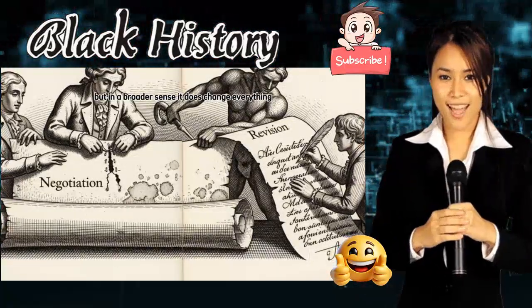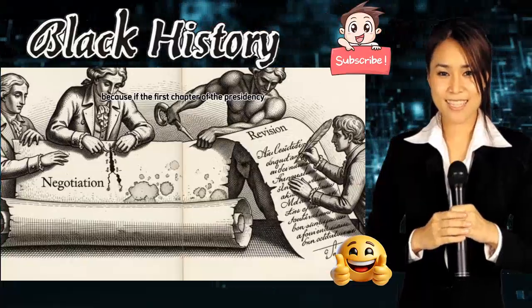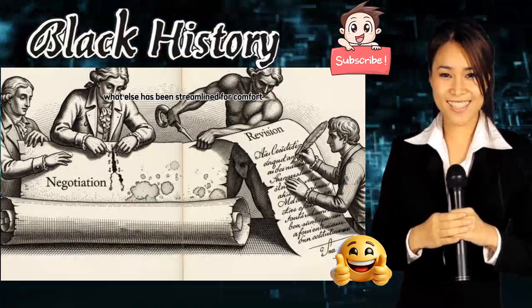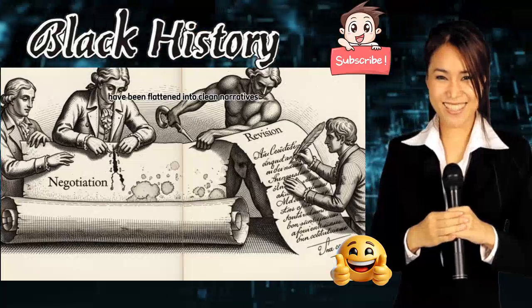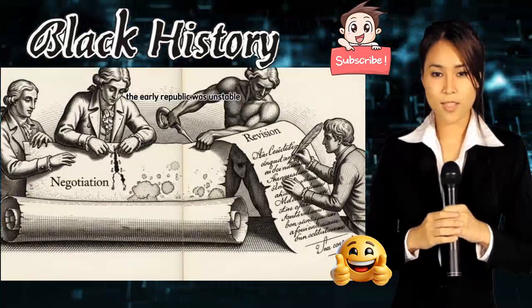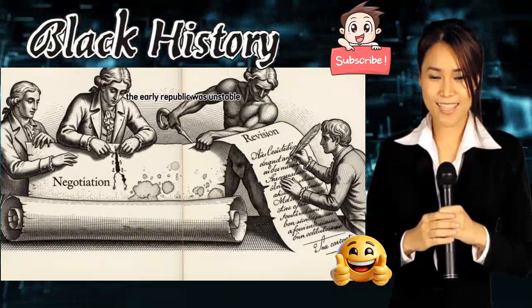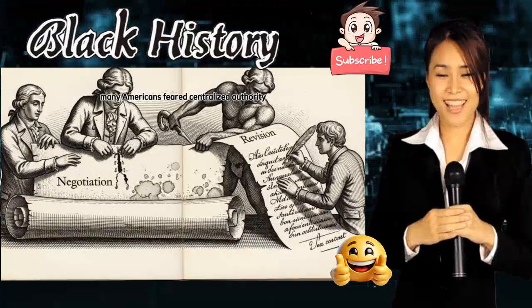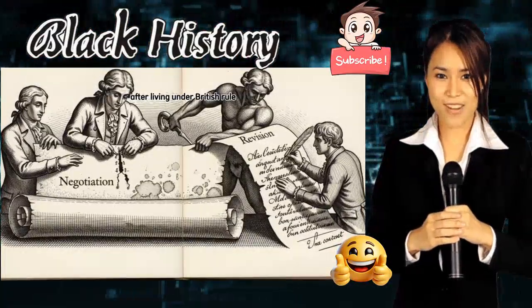John Hanson's obscurity is not a scandal in the sense of conspiracy. It is a symptom of how nations curate memory. But in a broader sense, it does change everything. Because if the first chapter of the presidency has been simplified, what else has been streamlined for comfort? What other transitions have been flattened into clean narratives?